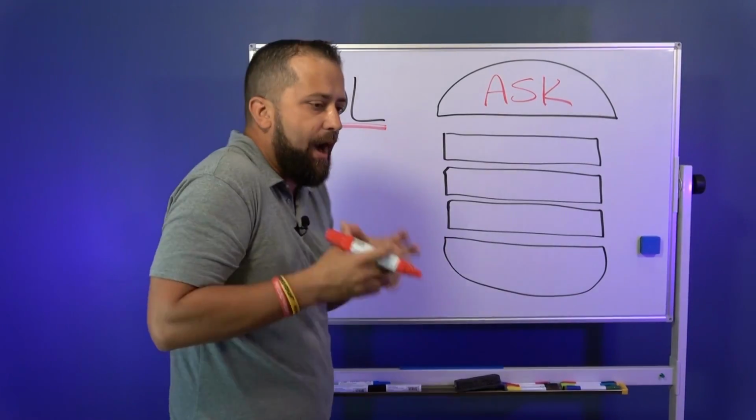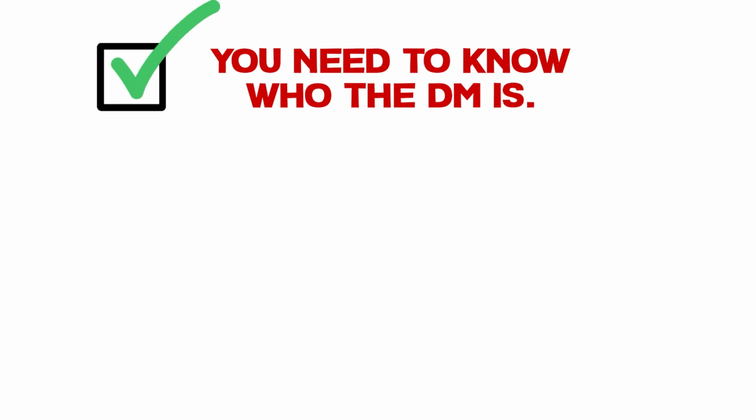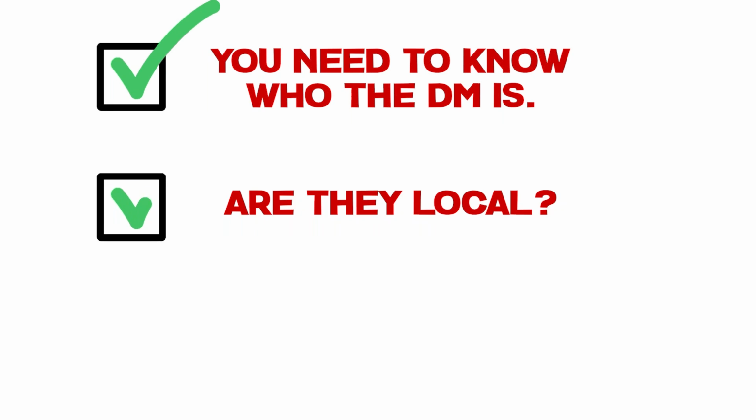And you do not have a pre-qualified lead until you can check all three of these boxes. Box number one is you need to know who the DM is. Who's the decision maker? What is their name? What is their title? DM name and title. Number two, you need to know, are they local? Are they able to make a local decision regarding your value proposition, right?